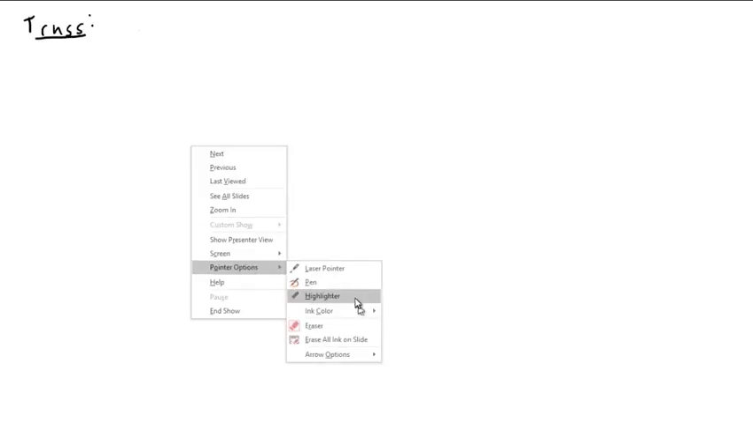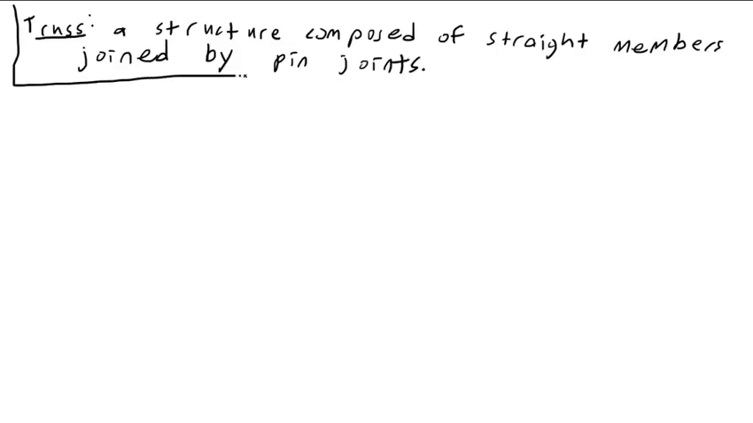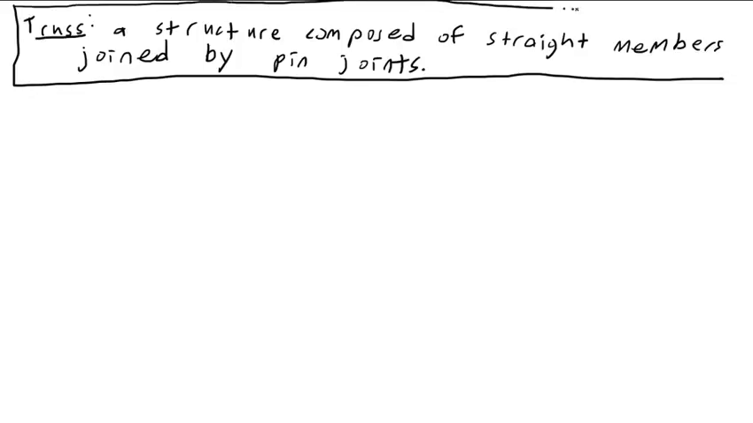Now, you can read the book. It'll have a nice technical definition of a truss, but here is the simple definition. A structure composed of straight members joined by pin joints. This fundamentally is what makes a truss. Everything is a pin joint in a truss.